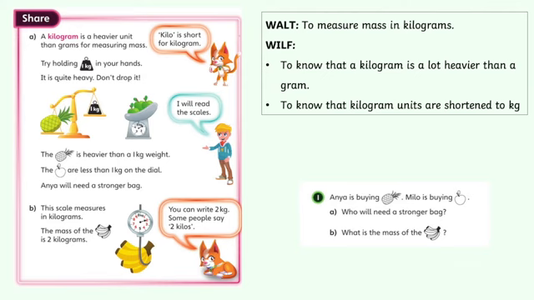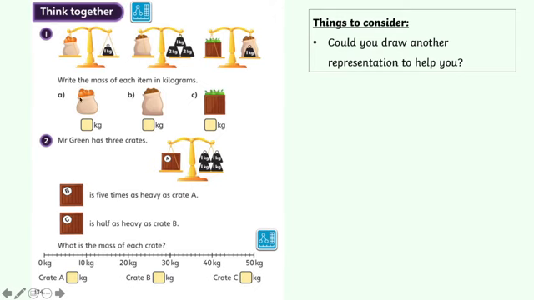Let's think together then. So part 1 asks us to write the mass of each item in kilograms. So we've got 3 things here, the bag of oranges, the bag of potatoes, and the bag of apples. And from these balances here, you need to work out how many kilograms are in each. So click pause here and have a go.